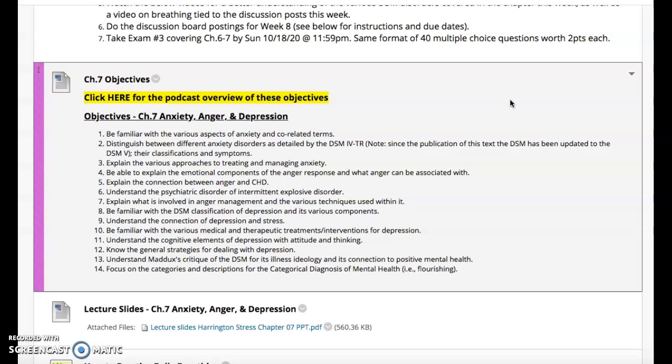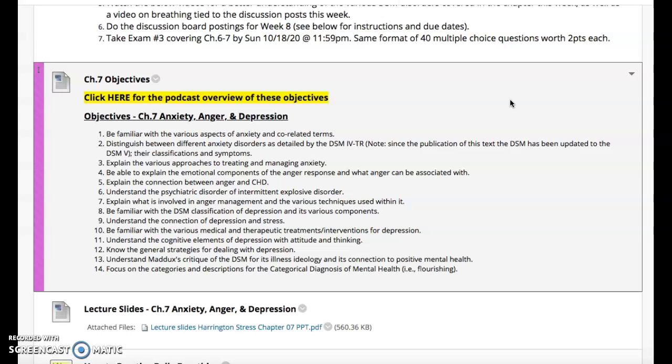Lastly, we'll be looking at Maddox's critique of the DSM for its illness ideology and its connection to positive mental health. Looking at what is positive mental health and complete mental health. What does that look like, and why is this kind of a lacking area as explained in the DSM? That's where his critique comes into play.